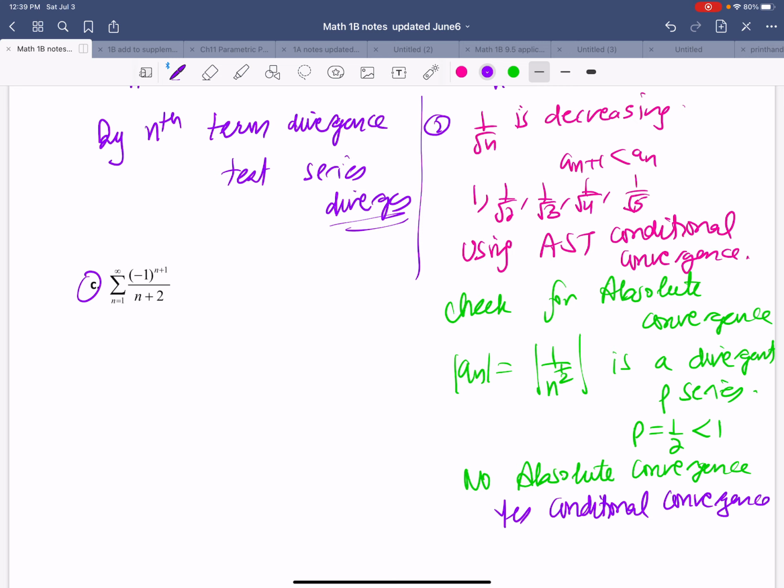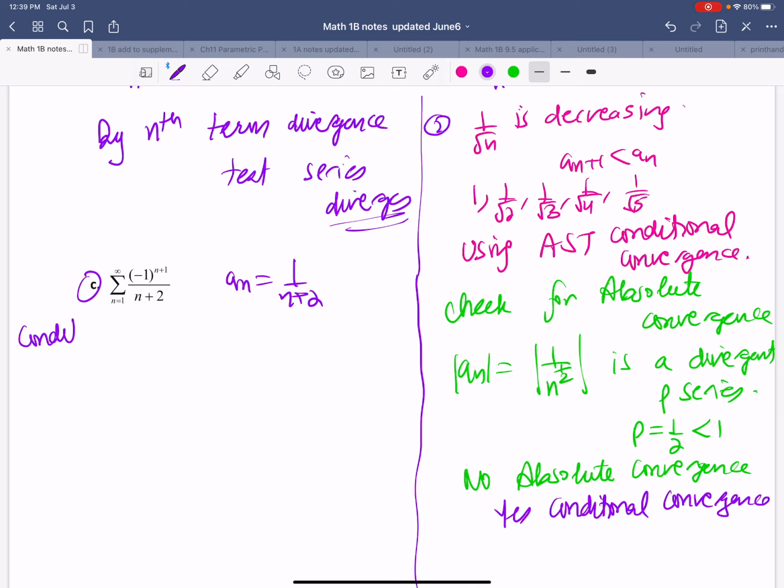If you check for absolute convergence and you get a yes, then that means you also have convergence. So here, my a_n is 1 over n plus 2.